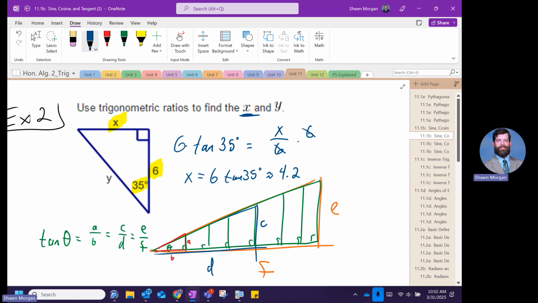Okay, fantastic. So that's what x is. Now, I'm a big fan, fellas, of labeling. If they've got a picture, label the side that you're trying to find with that number. Now, I'd like you to do the same thing to find the hypotenuse. Same thing, please. Find the hypotenuse.